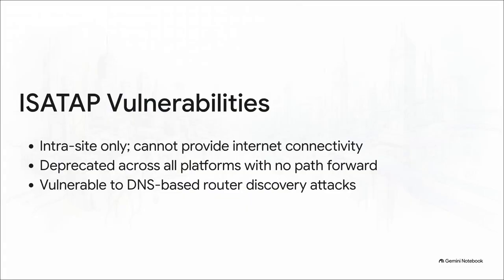But as a security architect today, you absolutely must view ISATAP as a major liability. It's an intrasite-only capability, meaning it can't even give you Internet IPv6 connectivity anyway. It is officially deprecated across all major platforms with zero path forward. And most critically, it is highly vulnerable to DNS-based router discovery attacks. If a threat actor can spoof the ISATAP DNS entry, they can hijack the entire IPv6 routing path for your hosts. Honestly, if you find this lurking in your network, your first priority is to rip it out.